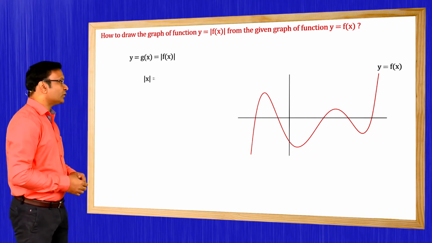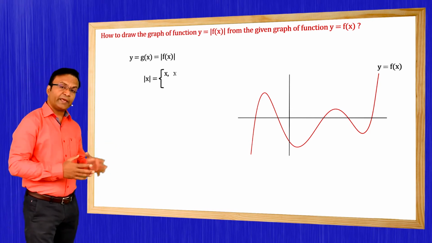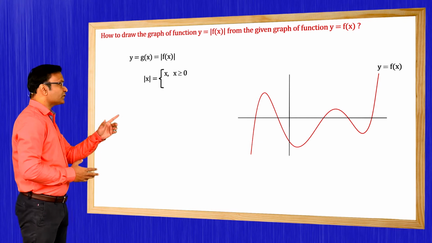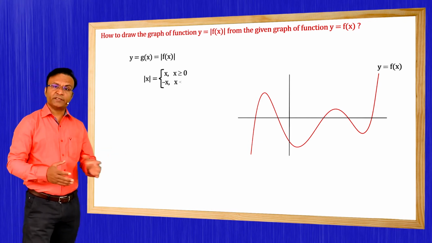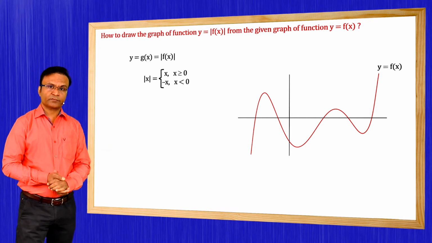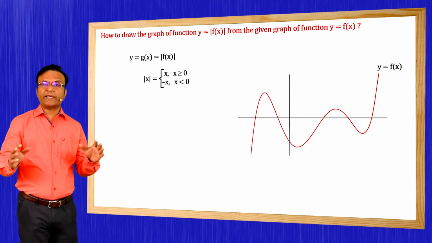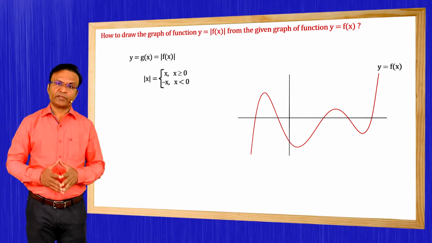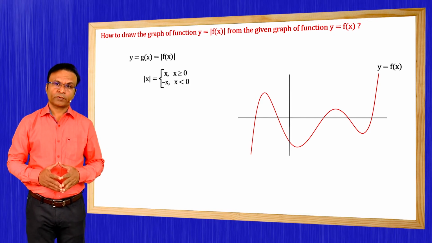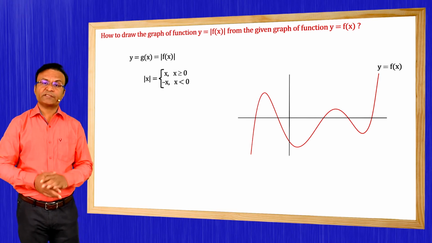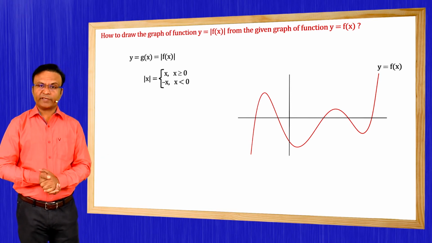Mod x is equal to x when x is greater than or equal to 0 and it is minus x when x is less than 0. This is one of the most elementary algebraic functions. This is a must function for calculus. It is a prerequisite for calculus.